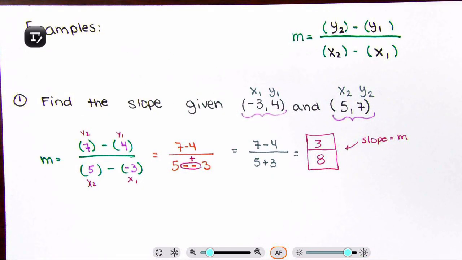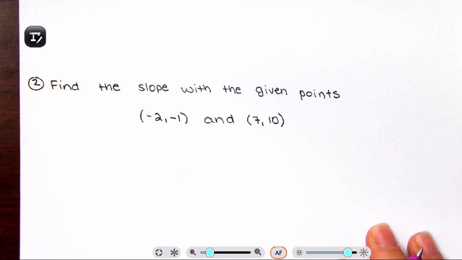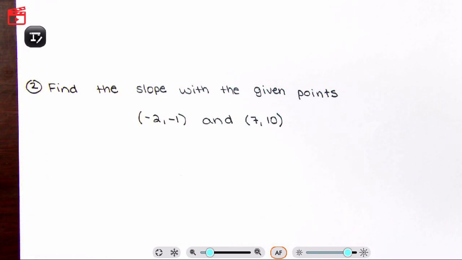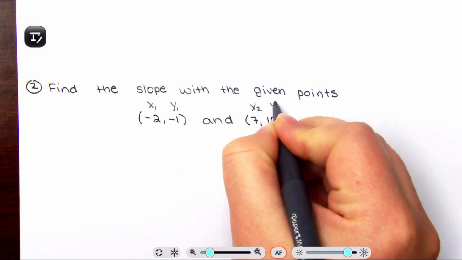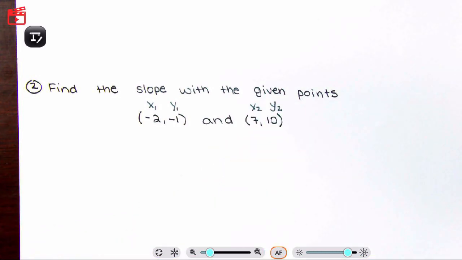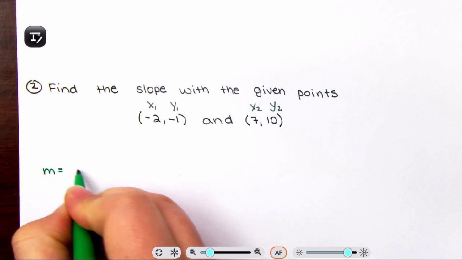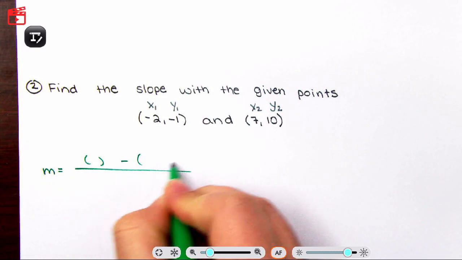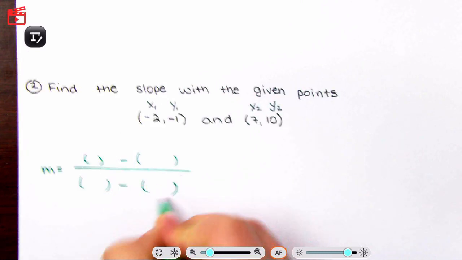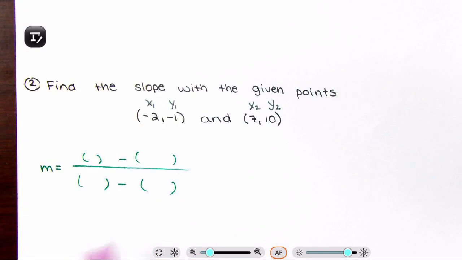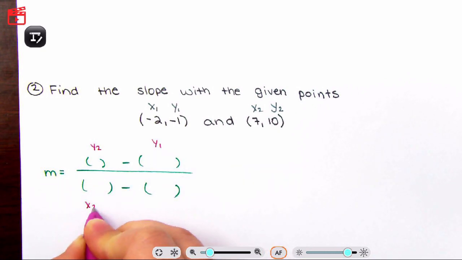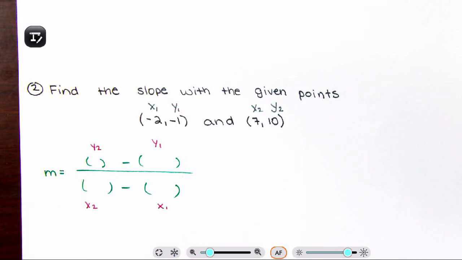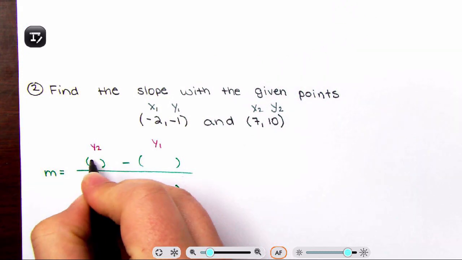All right, let's do another one. Find the slope of the given points. Again, step number 1 is always label the points: x1, y1, x2, y2. Write out your setup. So little m is equal to bubble minus bubble, bubble minus bubble. And we're going to do our formula: y2 minus y1, x2 minus x1. And let's do our bubbles inside.